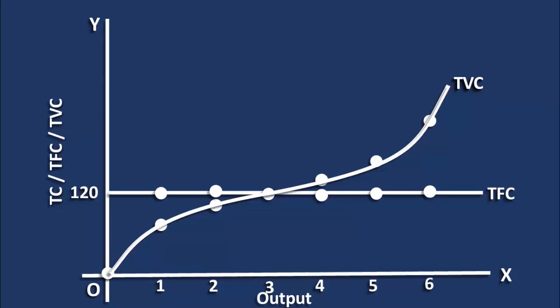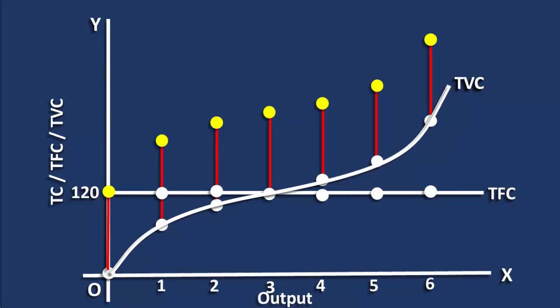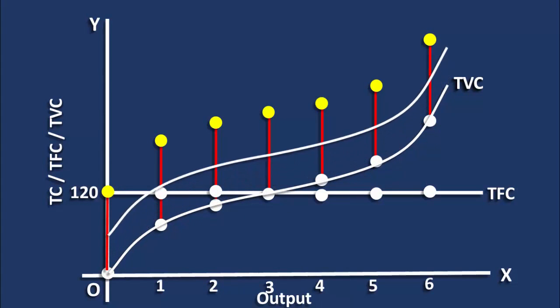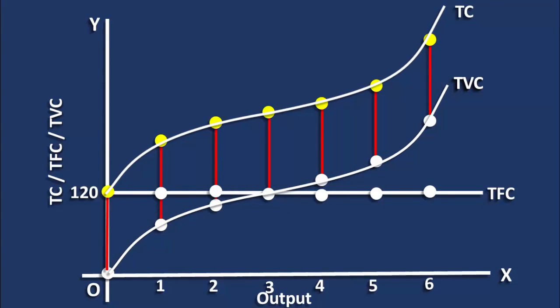Now from each point on the total variable cost curve, move up by 120 units. That is, add 120 rupees. You get the points on the total cost curve. And if you move the total variable cost curve up to these points, that will fit in perfectly. This will enable you to understand an important characteristic of the total cost curve.